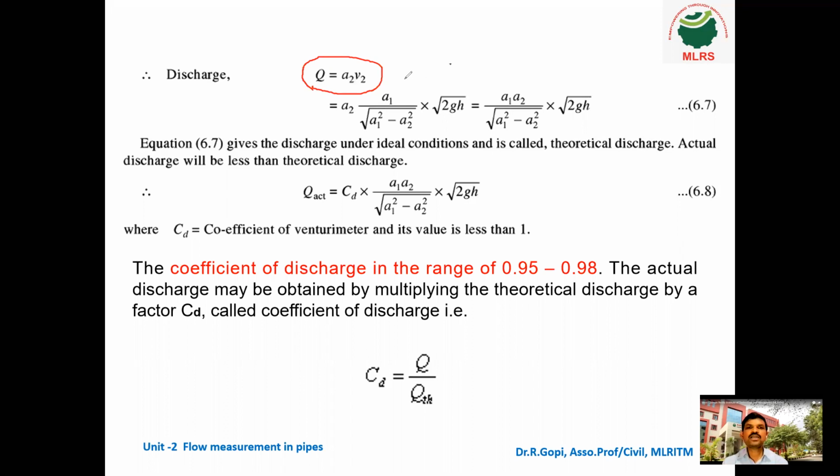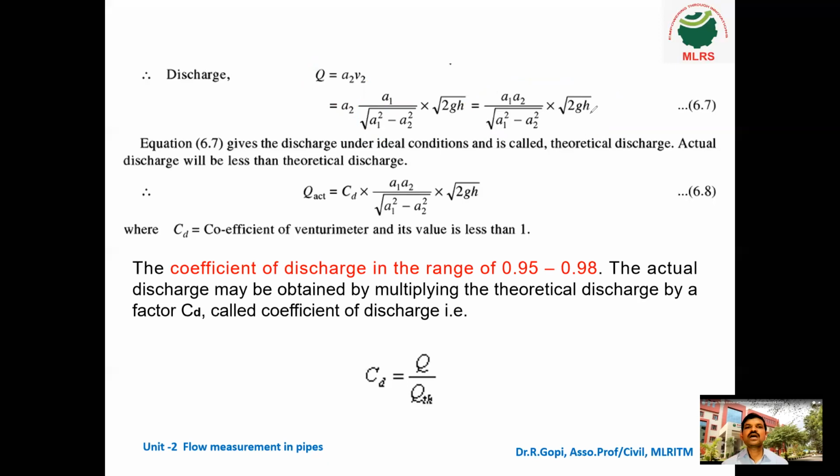So V2 we already calculated. Substitute V2 here. So this is your A2. The V2 formula we already found. This portion is the V2. Okay, A2 into V2. So finally, we got this answer: A1 A2 divided by root of A1 square minus A2 square into root 2GH.